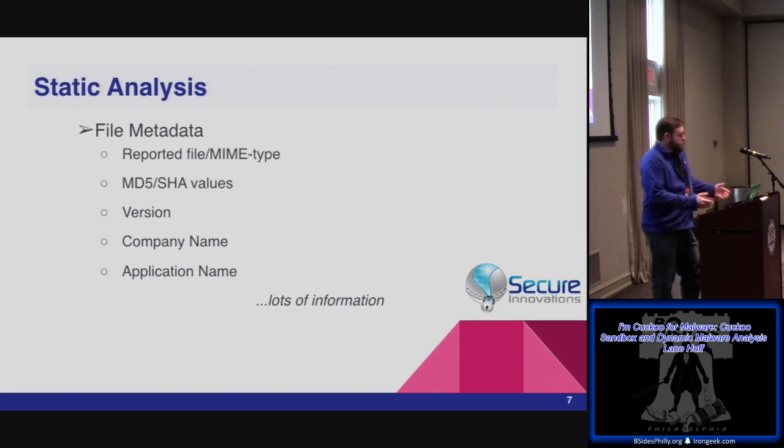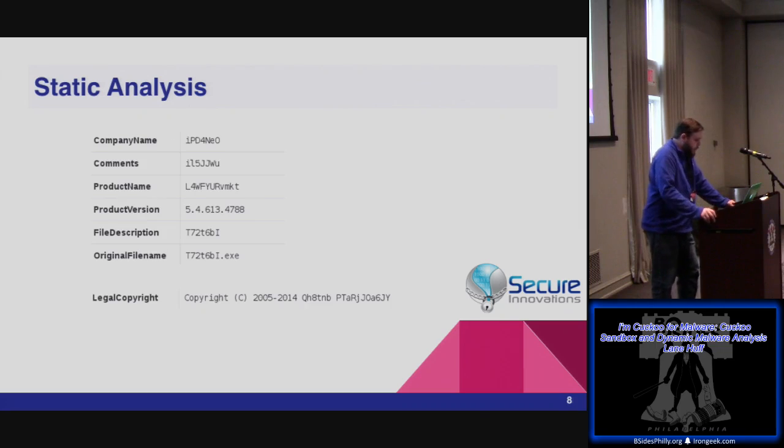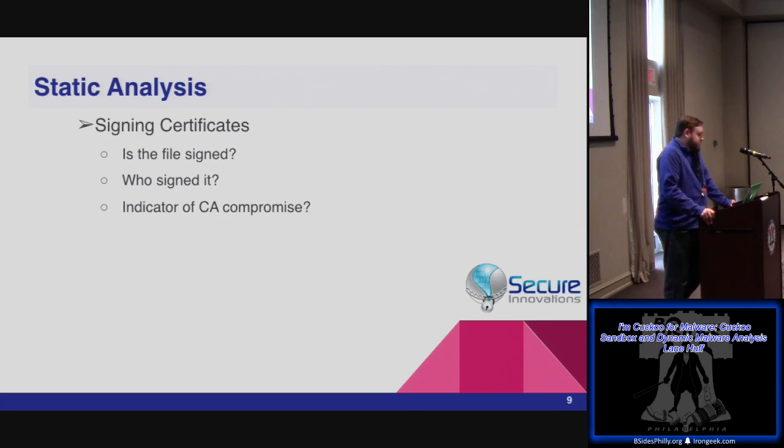A lot of the information that comes from this is through file metadata. A lot of files have information appended to them that can tell you about the file and where it comes from, and if it's a legitimate source or not. Here you can see an example of some static analysis on a malware sample. I don't know how to pronounce that company name, but it doesn't look very legitimate to me. And same with the original file name. It's pretty shady here too.